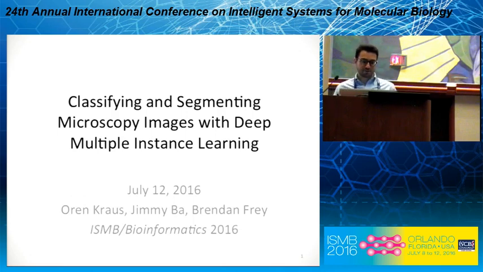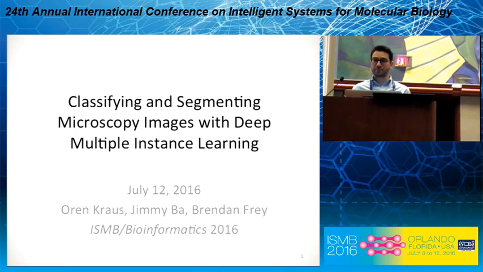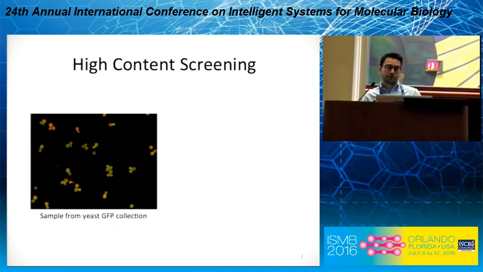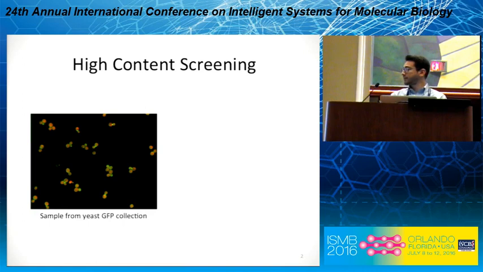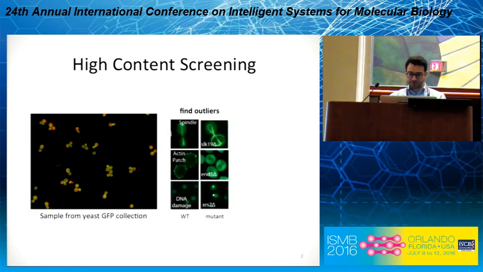So I'm presenting work I've done with Jimmy Ba and our PI, Brendan Frey, on classifying microscopy images with deep multiple instance learning. The images we typically work with are from high content screens. Here's a sample of yeast GFP protein imaged with such a system. And the type of experiments we can do with this are finding outliers.